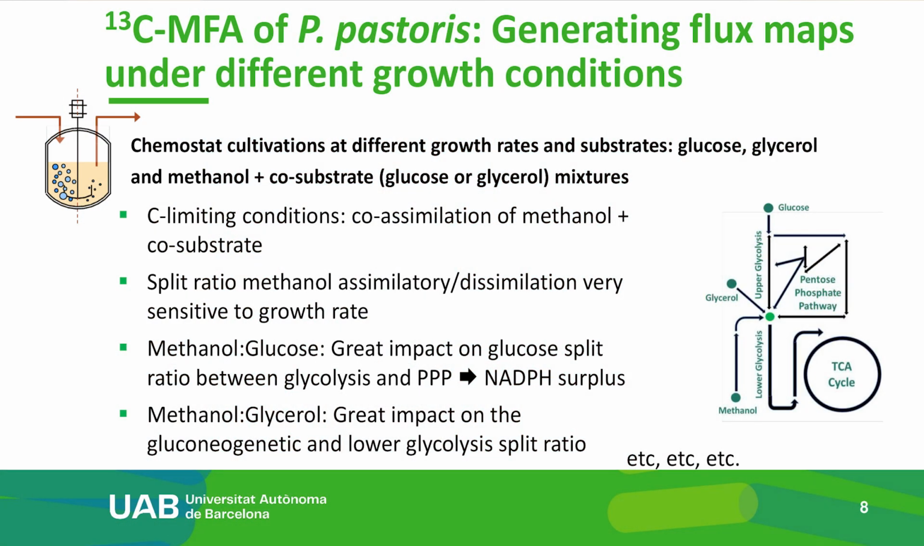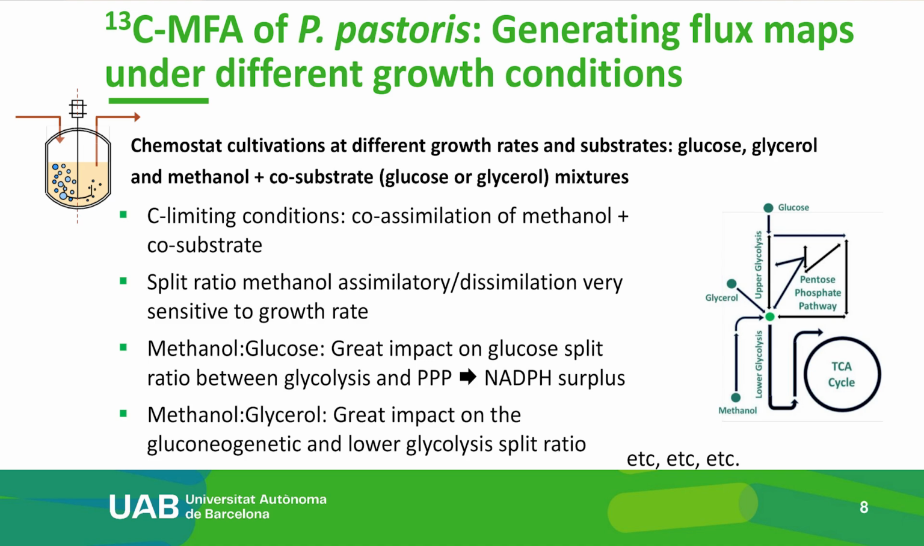So with this method, we could generate a great range of flux maps under different growth conditions to test our methodology. So we tested glucose, glycerol, and methanol plus glucose or glycerol. Here are just some highlights of things we found out. First, of course, we had to define conditions where both substrates were co-assimilated. This means carbon limiting, where you can de-repress methanol assimilation, so that was one of the conditions.